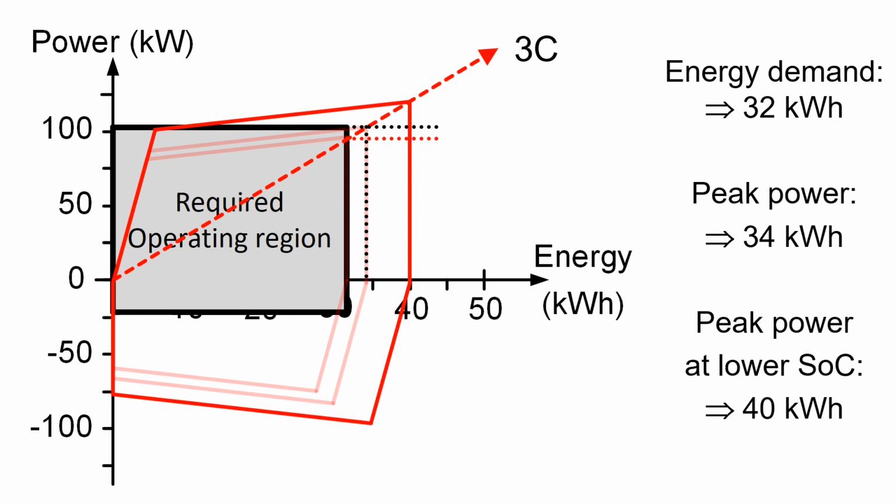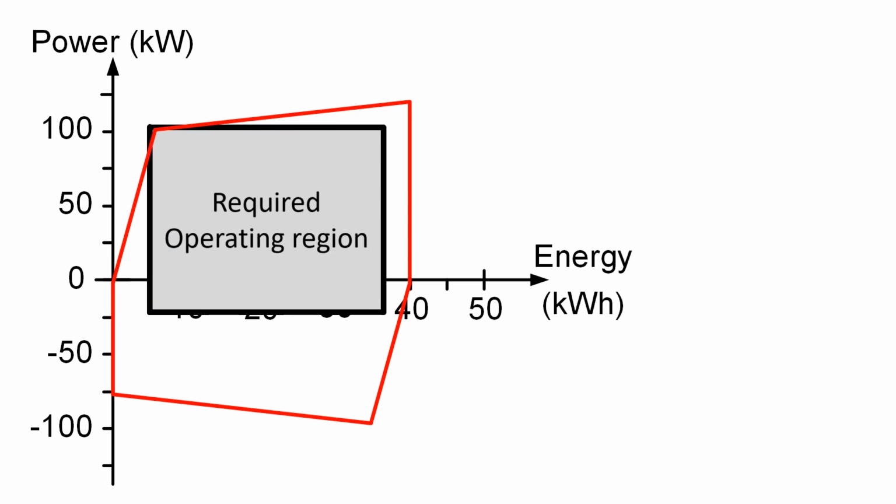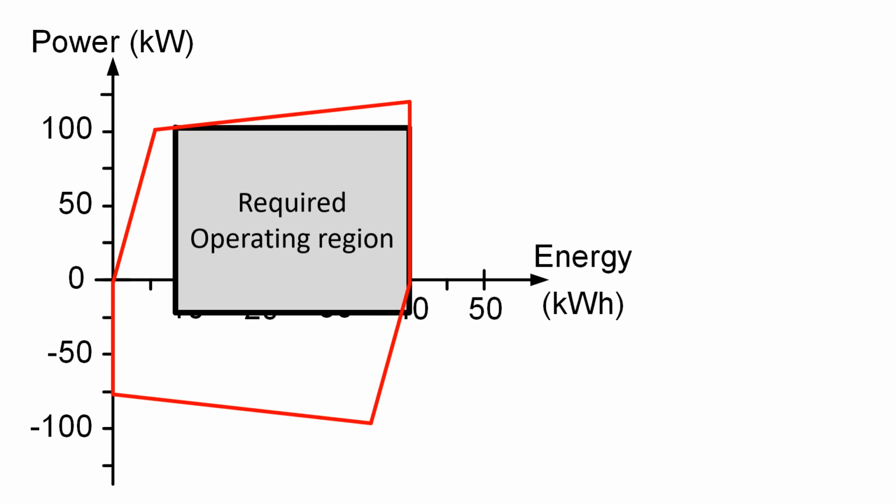If we shall meet the peak power requirement also at lower state of charge, the battery will have to be even bigger. 40 kilowatt hour seems to meet the power demand, except at very low state of charge. So, if we just select the 40 kilowatt hour battery, what performance can we expect? First, we just move the operating region up to use the full energy capacity of the battery. This is only done to make it easier to show which advantages the bigger battery has.